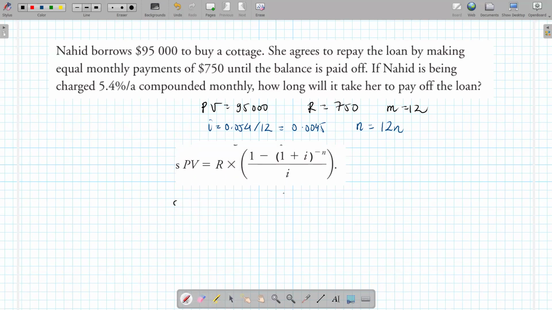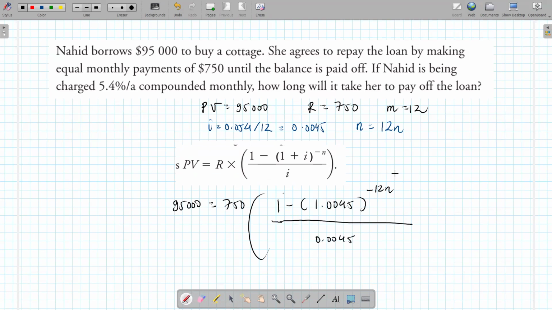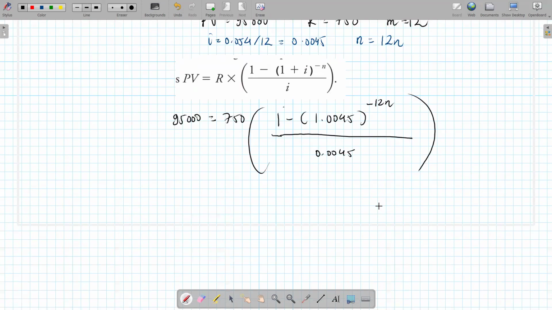So we know this is present value. This is going to be 95,000. R is 750. 1 minus 1.0045 to the power of negative n, or negative 12n, sorry. 12n, that 12 plays a part. All over I would be 0.0045, like that. So this is not a linear equation. It's going to be trickier to solve for sure. Our unknown is in the exponent. Keep that in mind. How do we solve this for n?